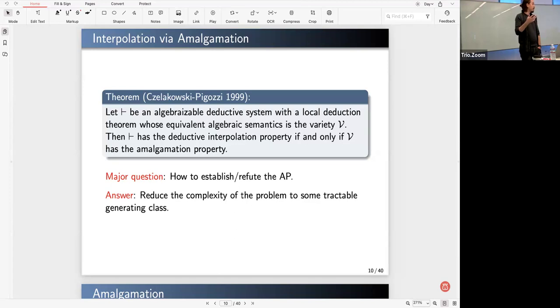Amalgamation property is a commonsensical logical algebraic property that has been studied quite extensively. And if you think about interpolation from this vantage, and you're at least interested in deductive interpolation, and often Craig interpolation on the periphery, then the major question becomes, how do you study the amalgamation property? How do you establish or refute the amalgamation property? And in big picture terms, the answer is to reduce the complexity of the problem to some tractable generating classes of algebras. And I'll talk a little bit about how to do that.